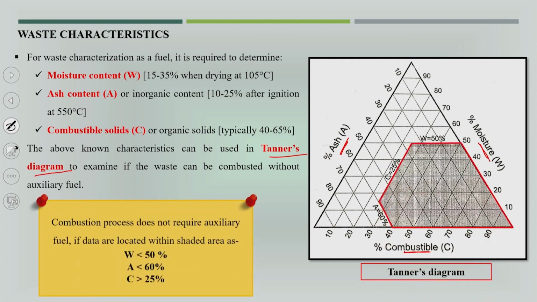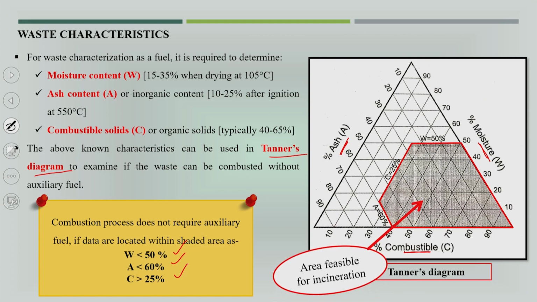And see here, this is the boundary: moisture content W less than 50%, ash content less than 60%, and combustible percentage more than 25%. So, you will get this particular area, and this area is feasible for the incineration process. If your waste characteristics fall under this particular area, it means the waste is feasible for the incineration process. I will show some very basic slides.